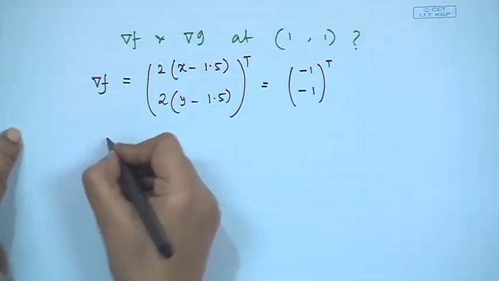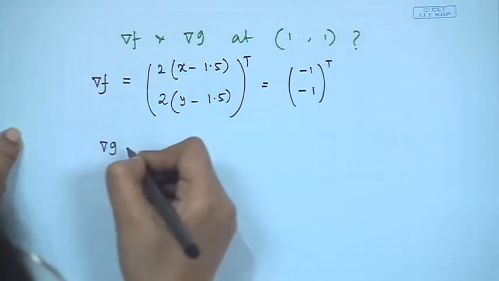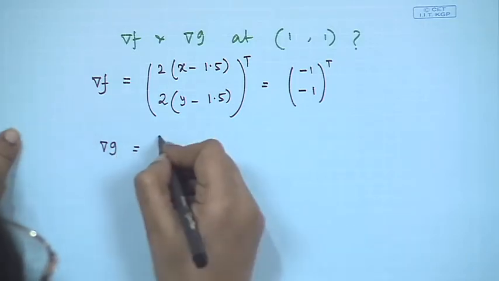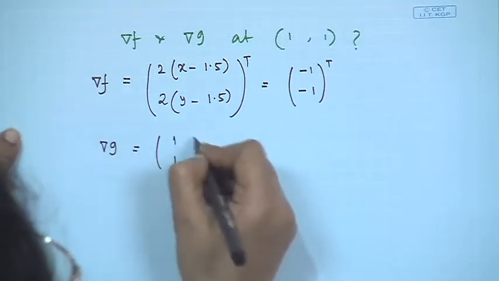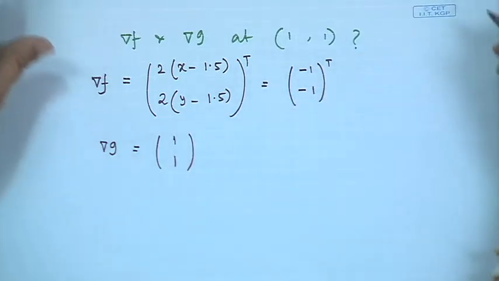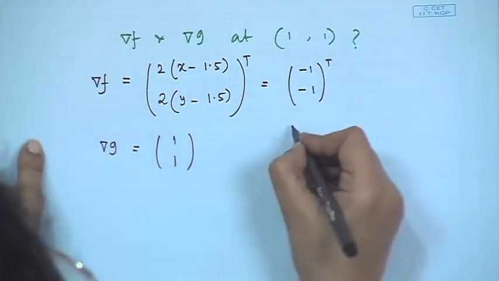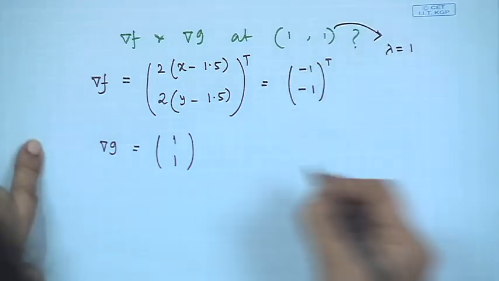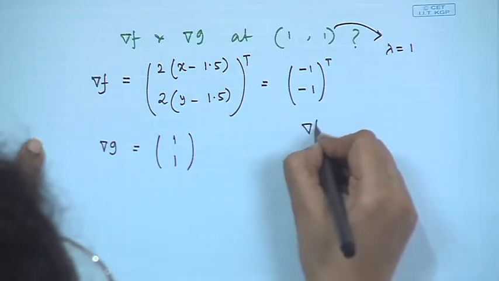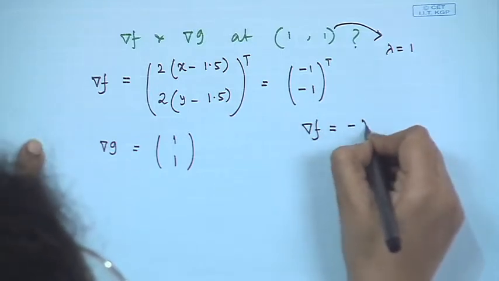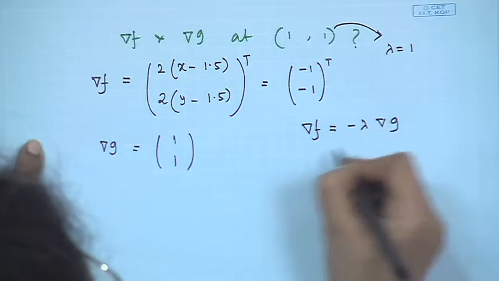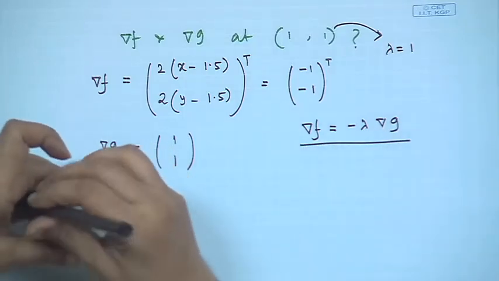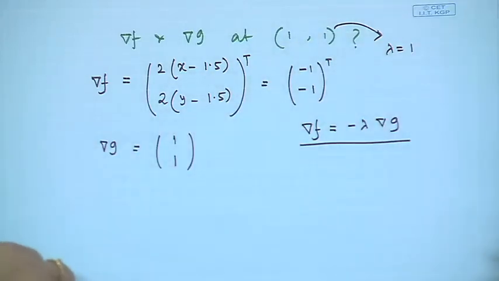Okay. And if we consider grad g, my g was x plus y minus 2, that is why grad g is equal to 1, 1 always. Now, this is not dependent on the value of x, but we got at this point lambda is equal to 1. That is why can we not check that grad f is equal to minus lambda grad g, that is coming very easily. Okay. Now, this is the answer of this question.